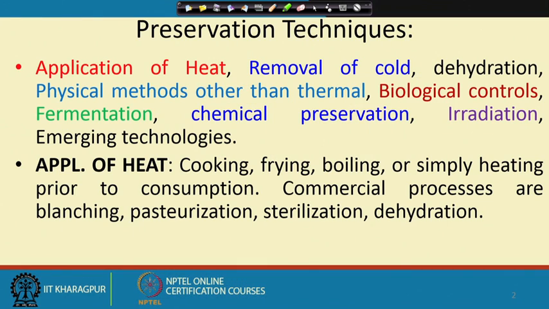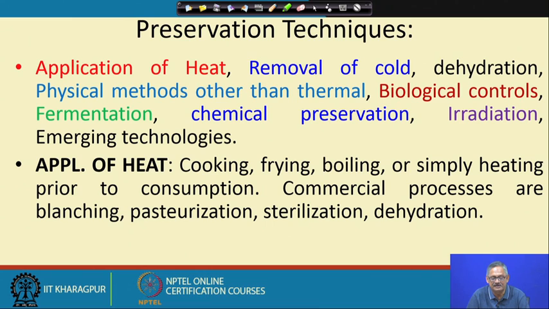So, prior to consumption, if heat is applied, then that is for cooking at home, but for commercial processes there are some more things associated, like what we call blanching, pasteurization, sterilization or dehydration. All these processes are commercial processes, right. These processes we will come across and we will try to explain and understand what they are, right.